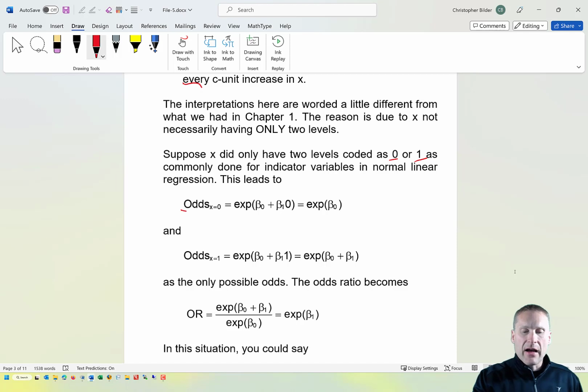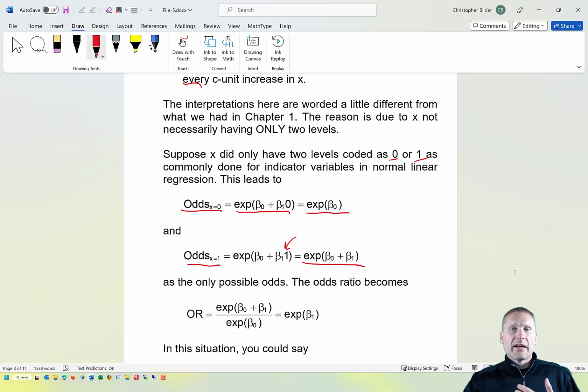So I could find the odds at X equal to 0. Again, assume that we only have one explanatory variable. And notice what happens. This beta 1 times 0 becomes 0, and I have the exponential function evaluated at beta 0. The odds at X equal 1, look what happens. I plug a 1 in there. Now I'm left with the exponential function at beta 0 plus beta 1.